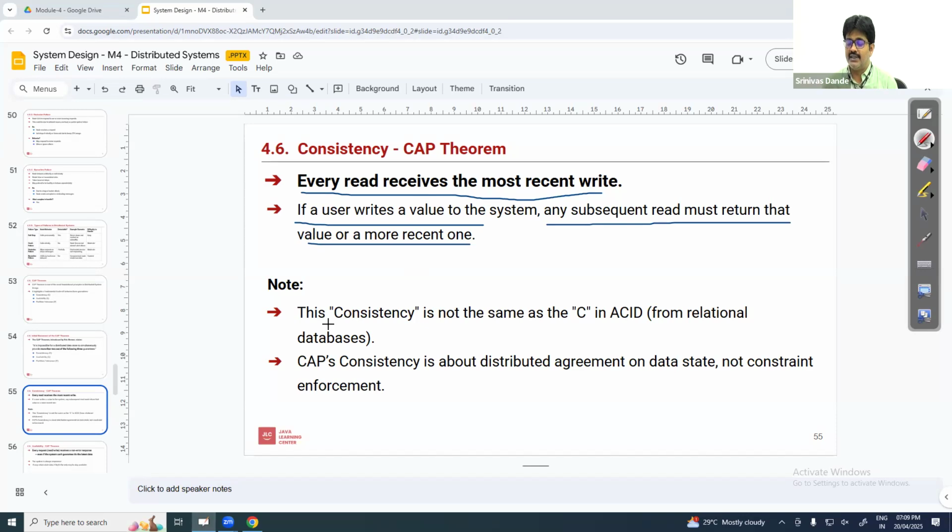Remember, the consistency we are talking about here in the CAP theorem, the C, is different from the C in the ACID properties. The C in ACID also stands for consistency, but that is specific to relational databases only.